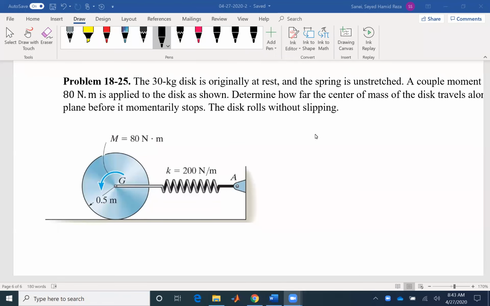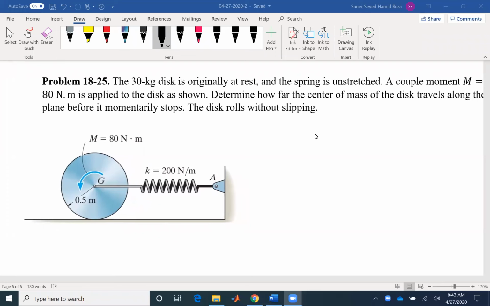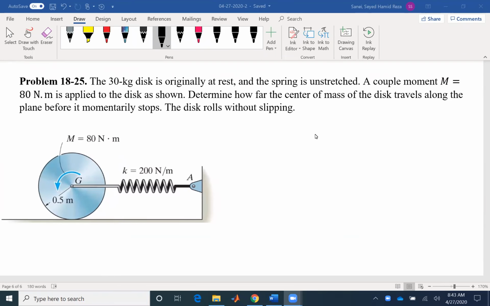Hello everyone, today we are going to solve problem 25 of chapter 18. The 30 kilogram disc is originally at rest. I mean the initial angular velocity is 0. And the spring is unstretched, so there is no potential energy or no initial force. A couple moment M of 80 Newton meter is applied to the disc as shown. Determine how far the center of mass of the disc travels along the plane before it momentarily stops.